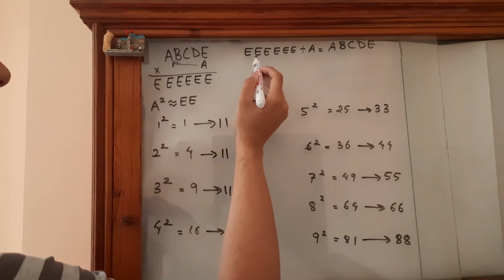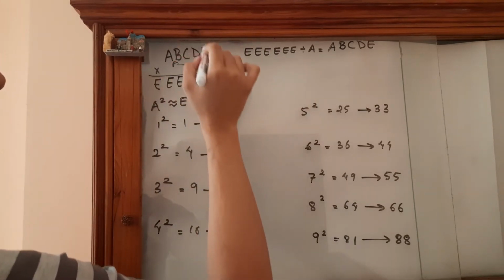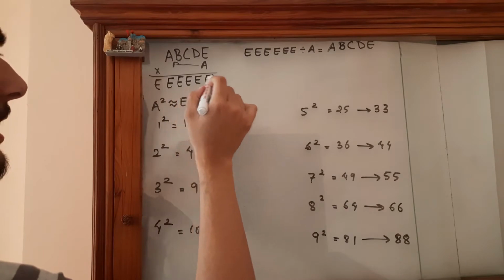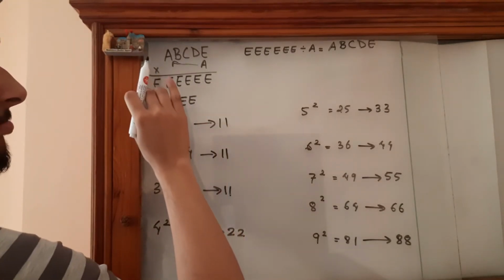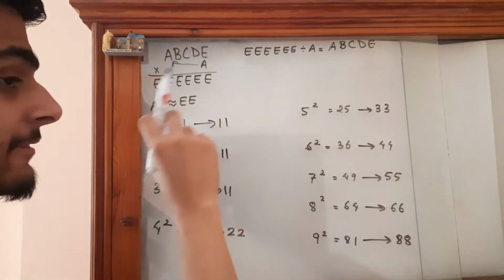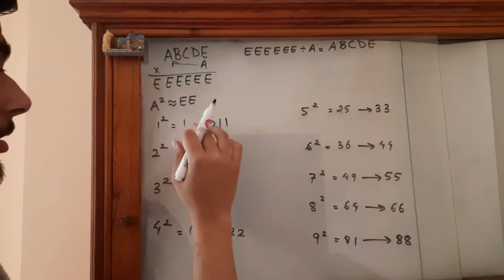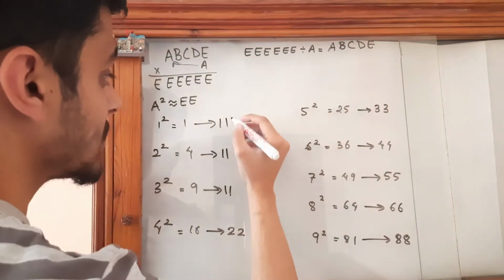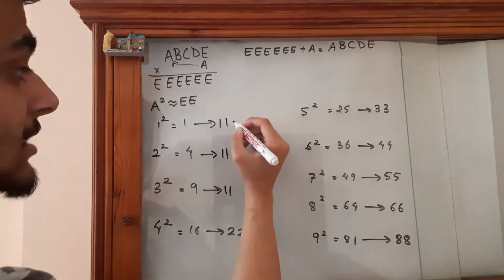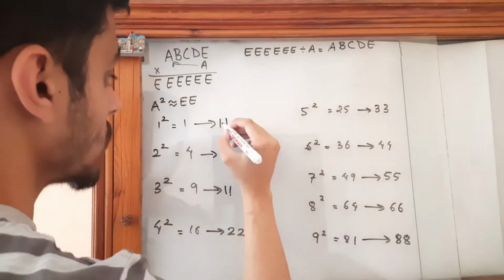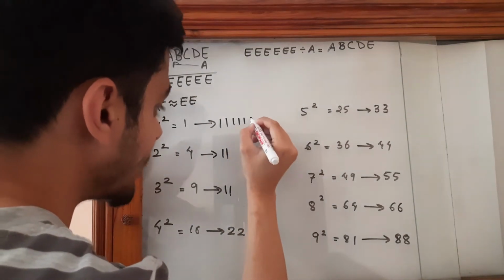So we've got the multiplied form to be E. Every place has the same number. For this to be correct, it has to be 6 ones: 1, 2, 3, 4, 5, 6.